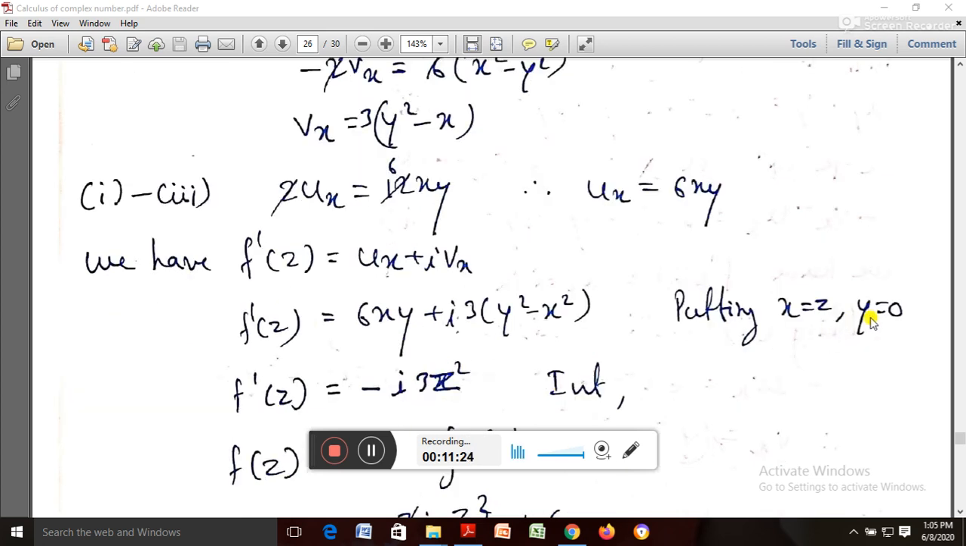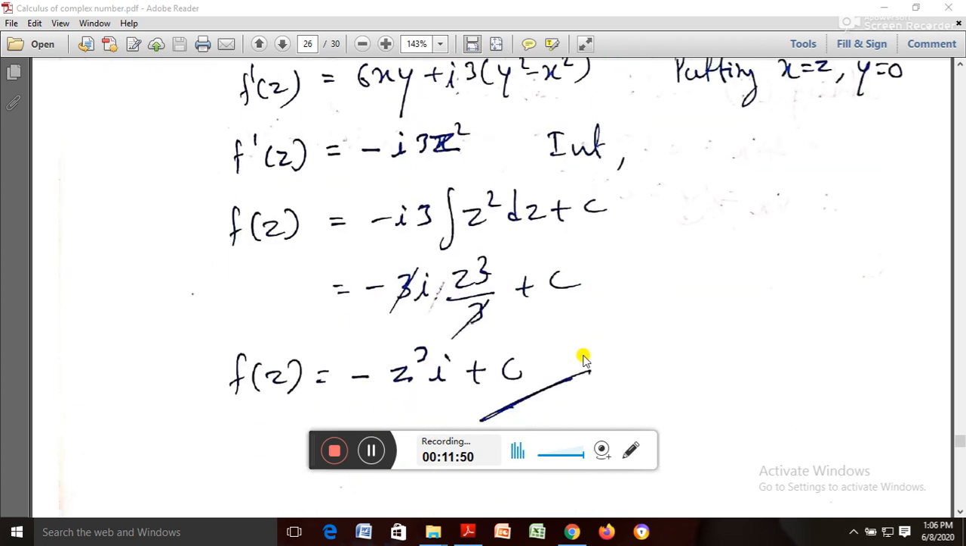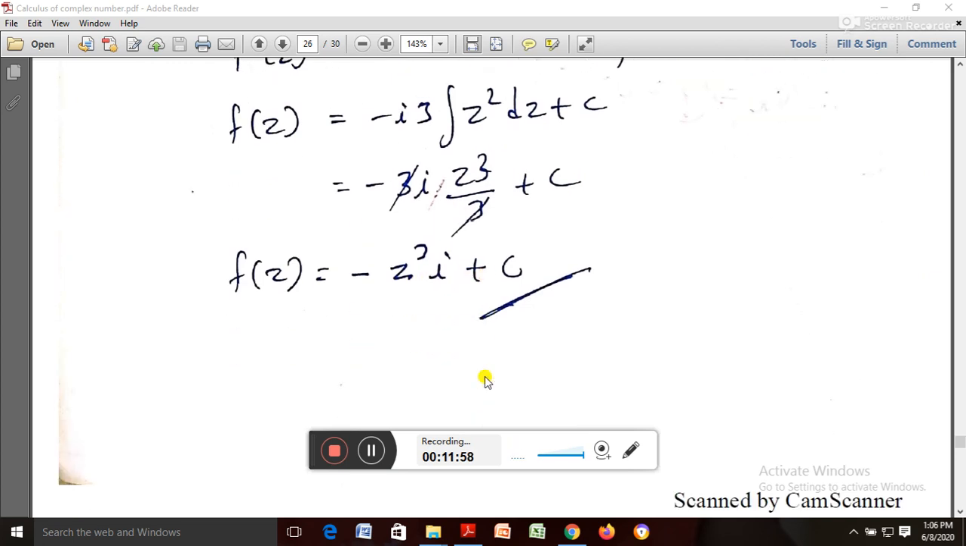Then put x equal to z and y equal to 0. If you put x equal to z, y equal to 0, the first term is 0. X equal to z means z squared, y equal to 0 means 0, so 0 minus z squared. We get f dash of z is equal to minus i times 3z squared. Then integrate with respect to z, we get f of z is equal to minus i times 3, which is constant, times the integration of z squared dz plus c. On integration, z squared integrates to z cubed by 3, the 3 cancels, so f of z is equal to minus i z cubed plus c.